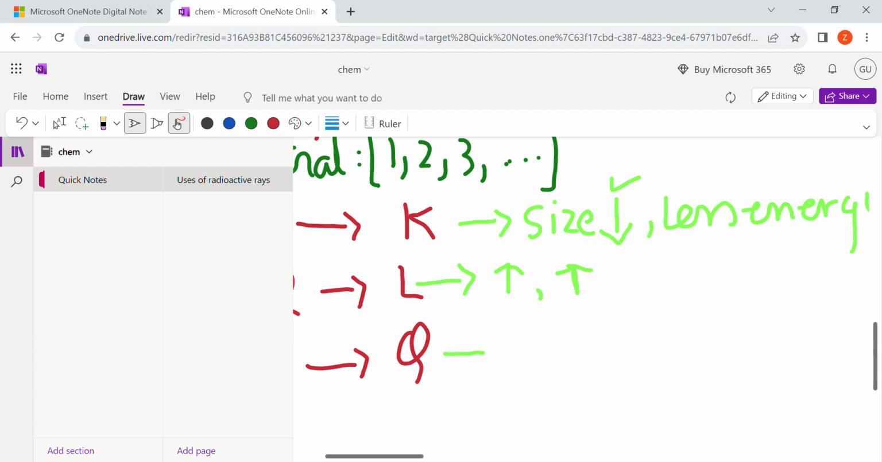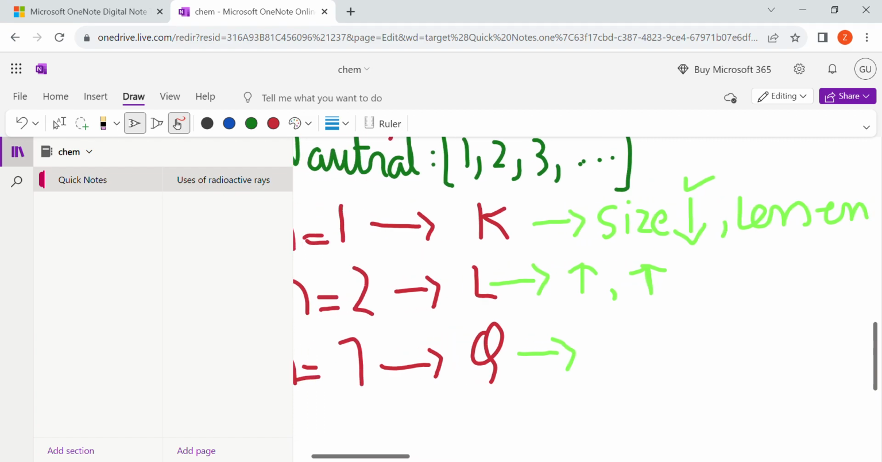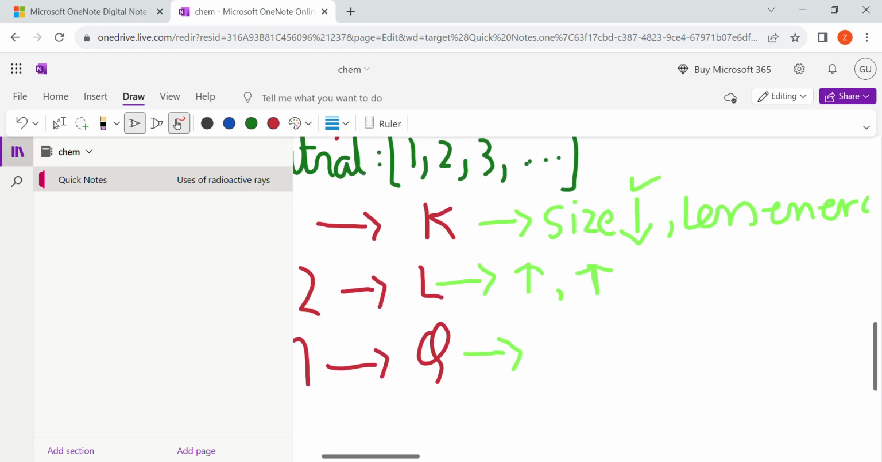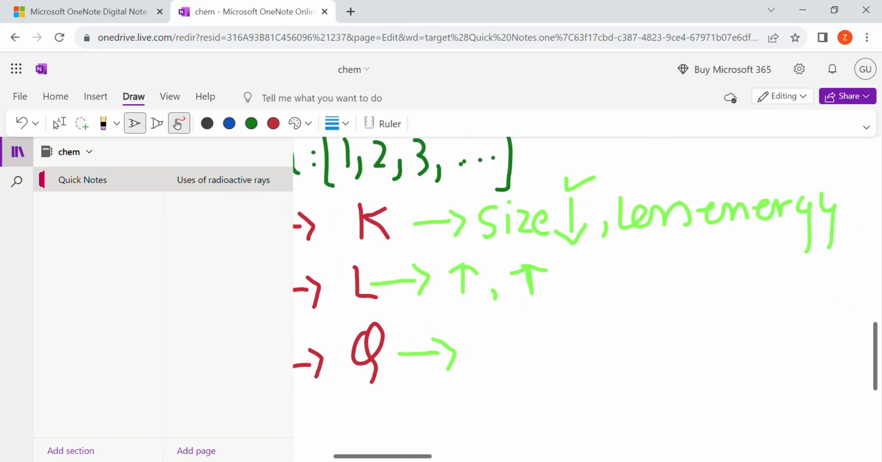When it comes to Q, that has the natural number of 7, and that denotes the orbit number 7. Of course the size is large and the energy is high over there. So the energy and size increase from orbit to orbit, जैसे K, L, M, N, O, P, Q, that increases.